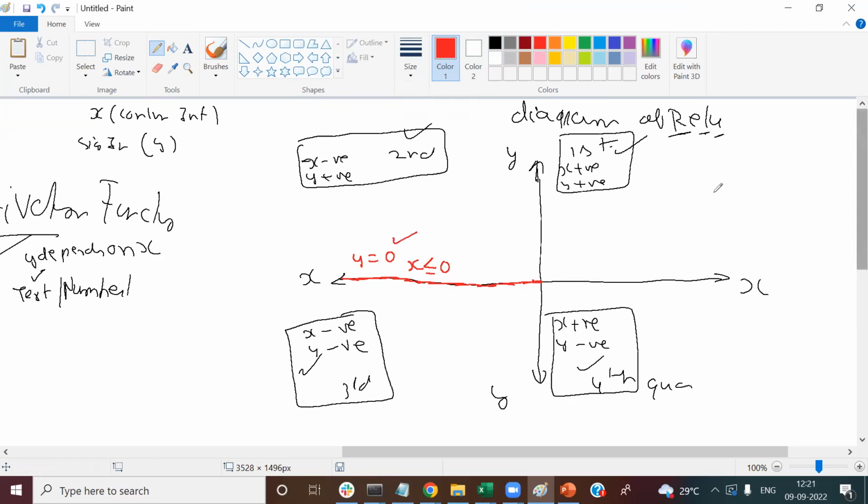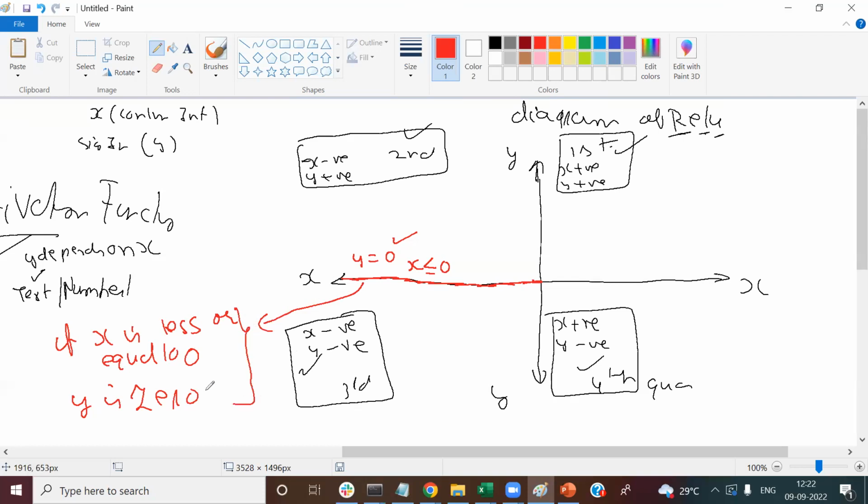On this red line, these would be the values. Everyone look carefully. Only see this red line. On this red line, x would be less than or equal to 0 and y is equal to 0. So basically what is happening, if x is less than or equal to 0, y is 0. This is the equation of this red line.